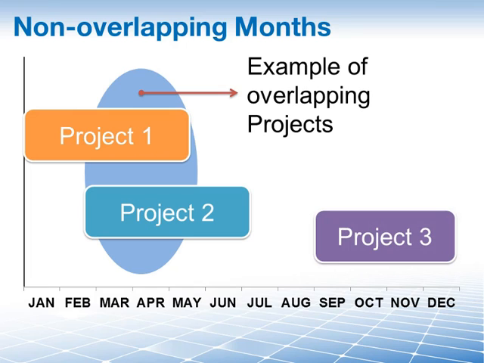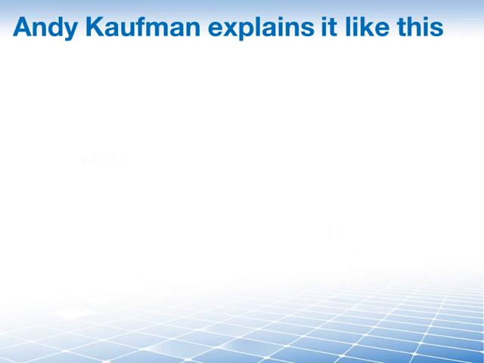Project 3, however, which is completely non-overlapping in a different time of the year, will count as a single project from September to the end of December, so that's 4 months there. But with the overlap between Project 1 and Project 2, you can only count each calendar month once. Here's another way of looking at this. It's how my friend Andy Kaufman from the Institute of Leadership explains this.